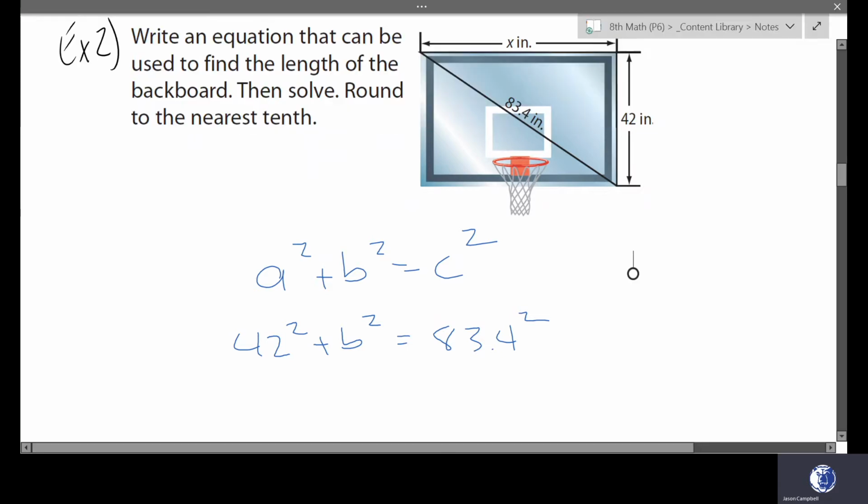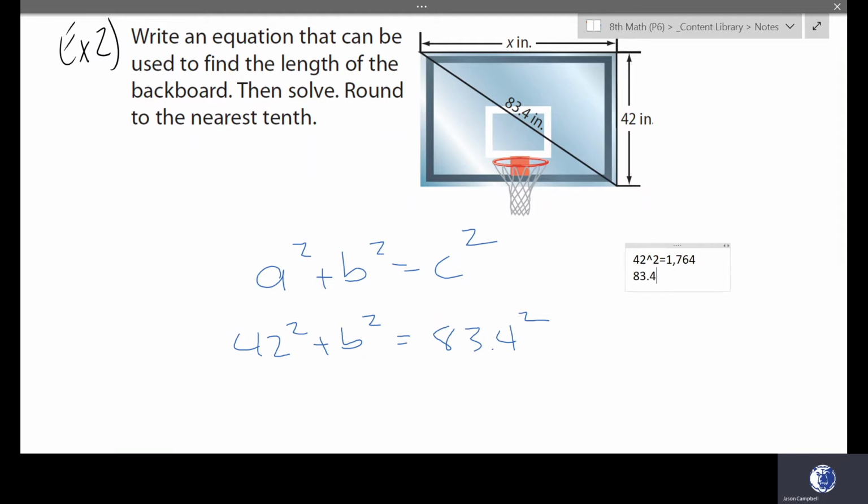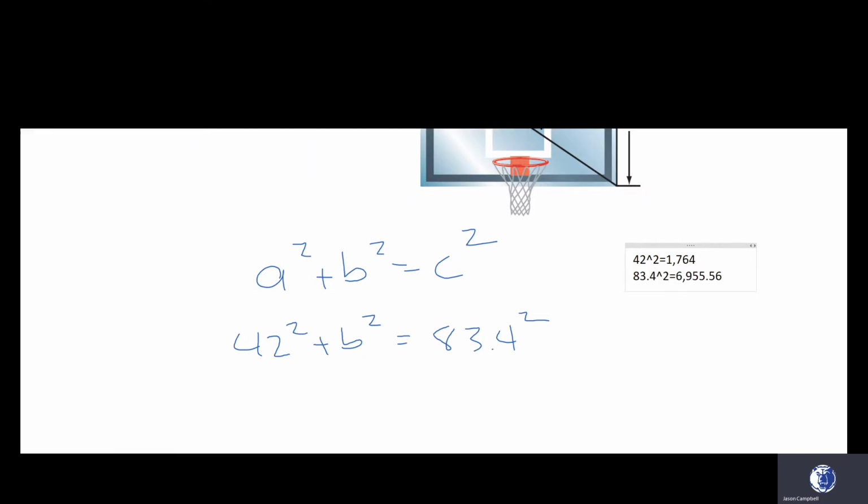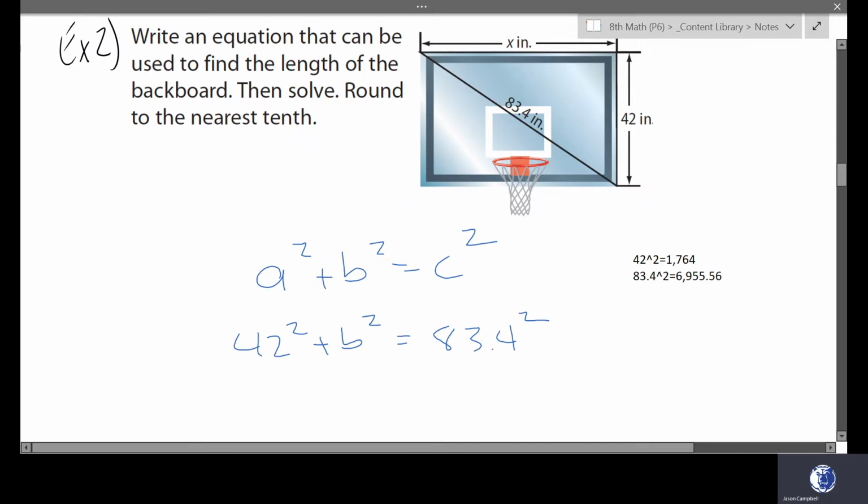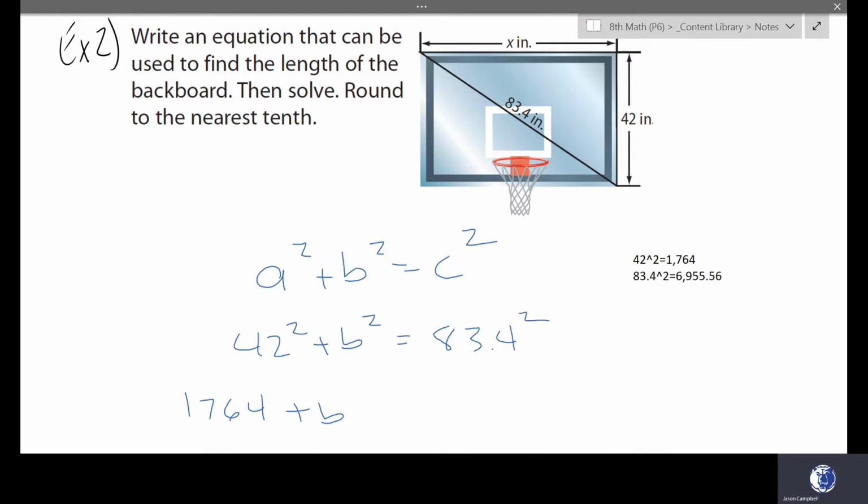And I'm not sure what these values are. So 42 to the power of 2 and 83.4 to the power of 2. Let's plug those in. So 1,764 plus b squared needs to be equal to 6,955.56.